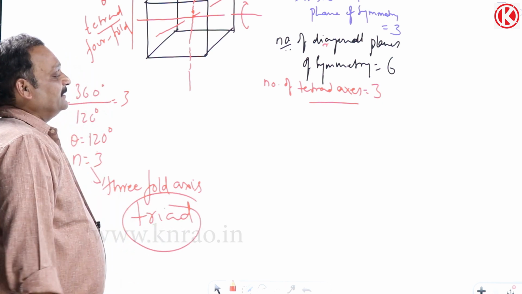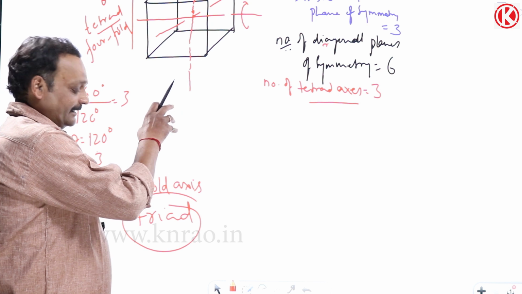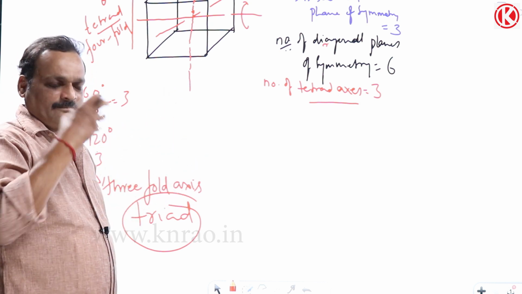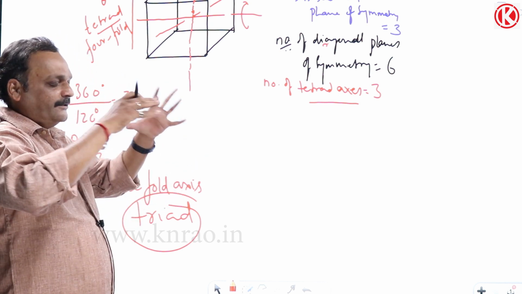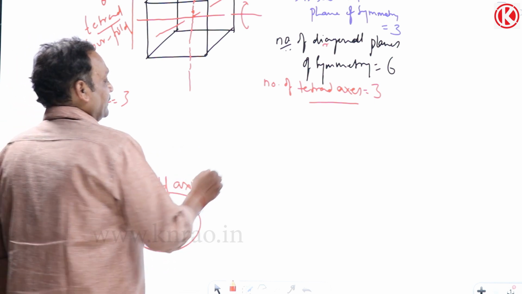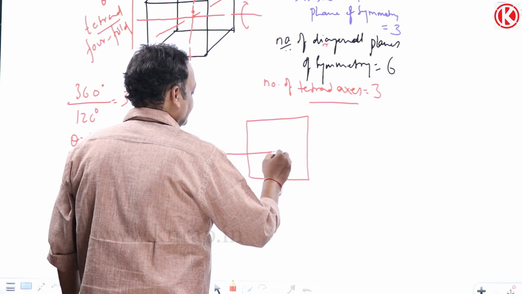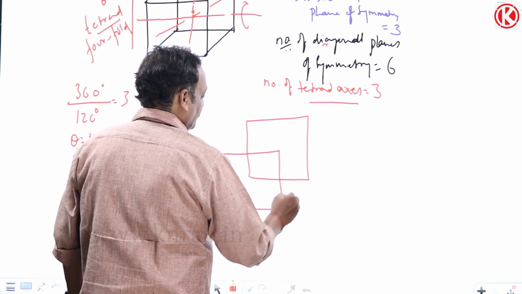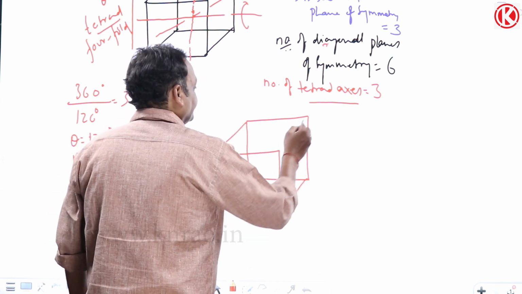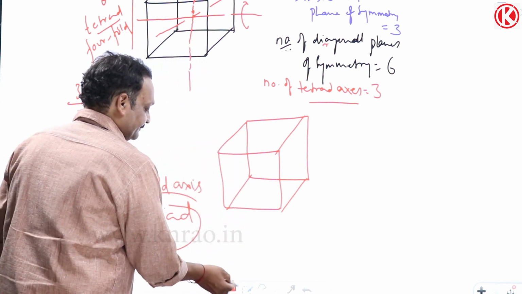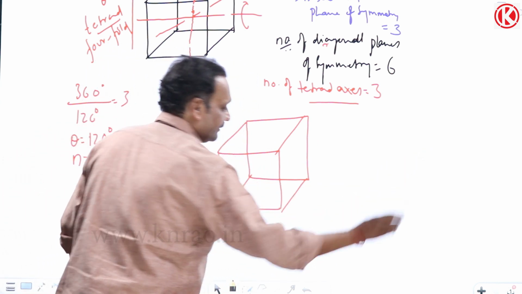What does a triad axis mean? This is somewhat slightly difficult to show. You have to realize it yourself. You have to close your eyes, imagine a cube and try to realize. You have to put some effort here because these are all 3-dimensional structures. Everything cannot be clearly shown on the board.